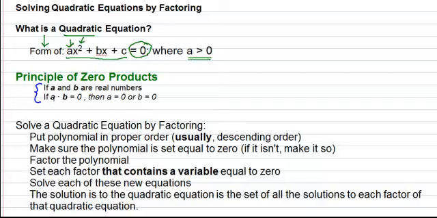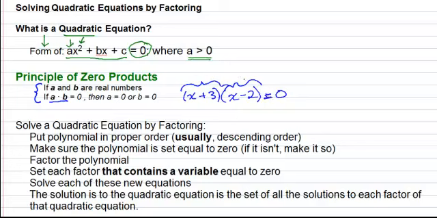Now, one of the primary things that we have to deal with is the principle of zero products. And the principle of zero products is pretty straightforward. If A times B is 0, then we know almost intuitively that A or B, and it could be both, has to be 0. So when we start thinking about factors, if we have x plus 3 times x minus 2 is equal to 0, well, that means one of these has to be equal to 0 for it to be equal to 0.